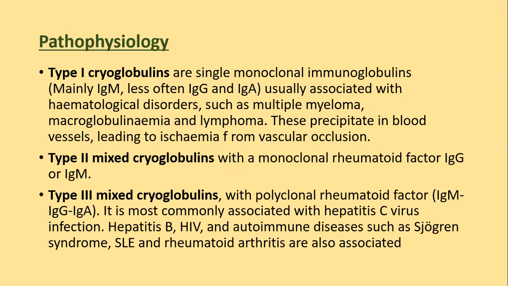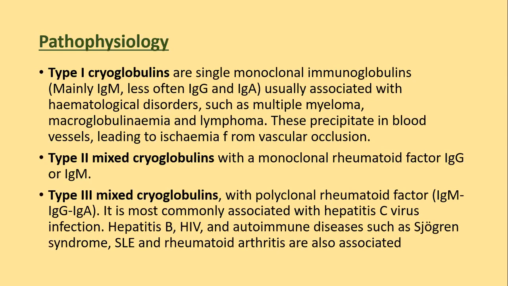Pathophysiology. There are three different kinds of cryoglobulinemia. Type 1 cryoglobulinemia is a single monoclonal immunoglobulin, usually IgM, but less often IgA and IgG. It is associated usually with hematological disorders like multiple myeloma, macroglobulinemia, and lymphoma. These precipitate in blood vessels leading to ischemia from vascular occlusion.